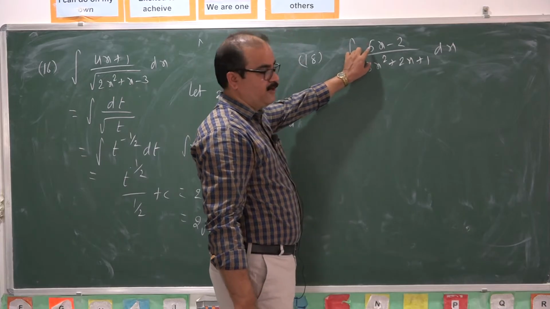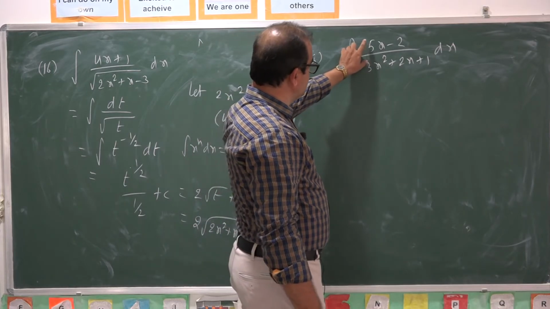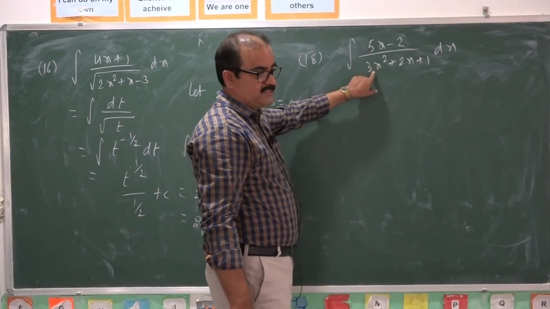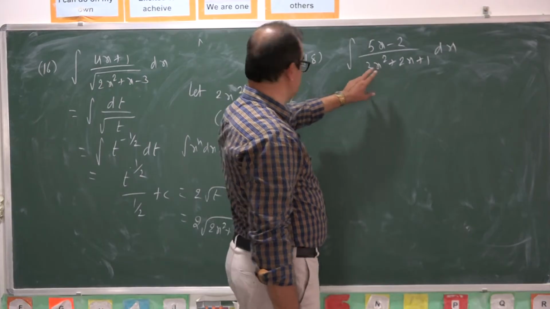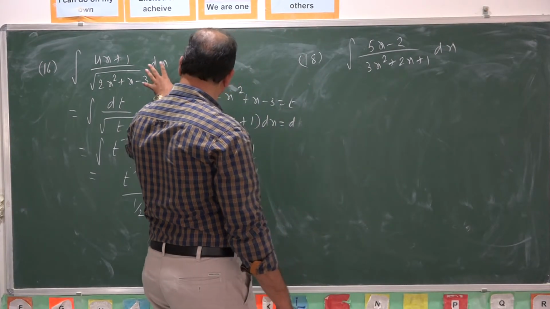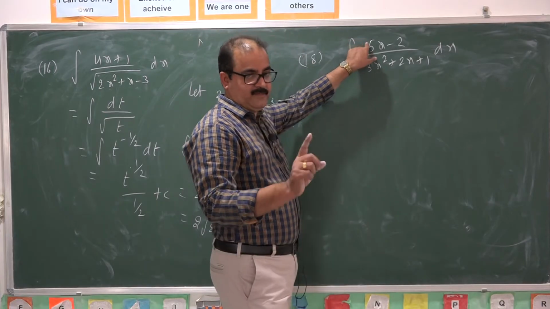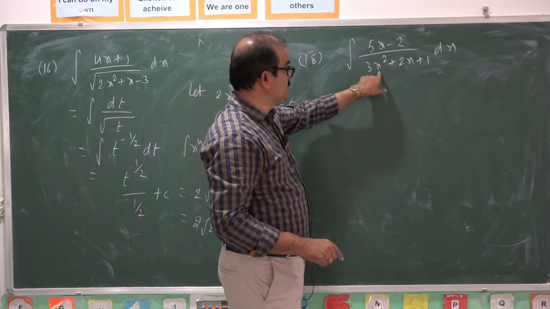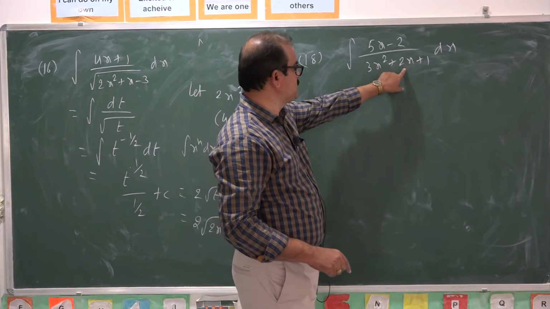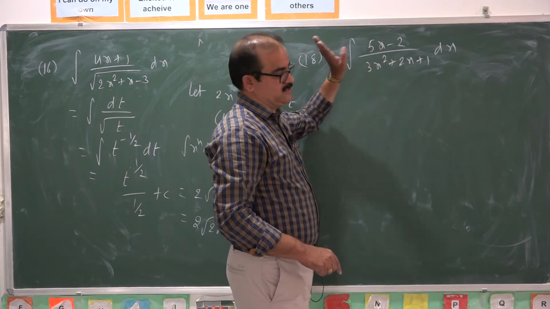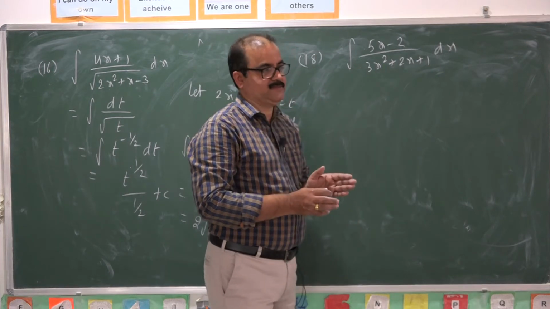This linear form is not the derivative of the quadratic form. If the linear form is the derivative of this, then directly you take denominator is equal to t and we follow this model. But here this linear form is not the derivative of this. What is the derivative of this? 3 into 2x, 6x plus 2, but here it is 5x minus 2. So we follow special types. What are special types? We discuss.